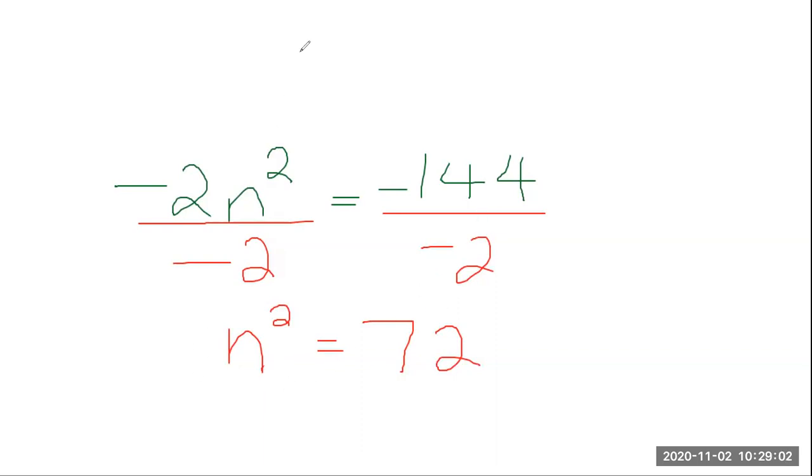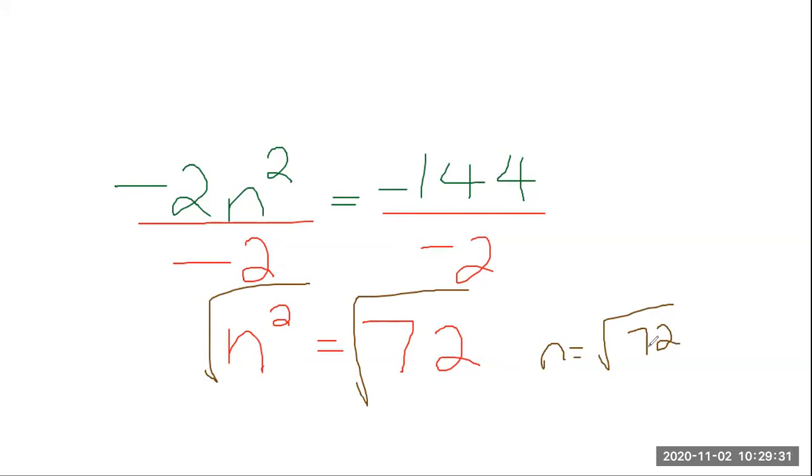So then, what do I do next? Square root. Yep, that is right, Nicolette. That is right, Keely. So square root, that's right, Renee. Square root of both sides. So n is equal to the square root of 72. 72 is not a perfect square either.